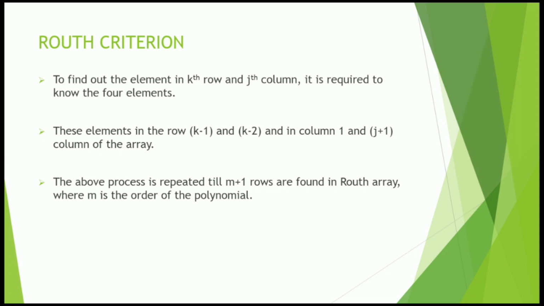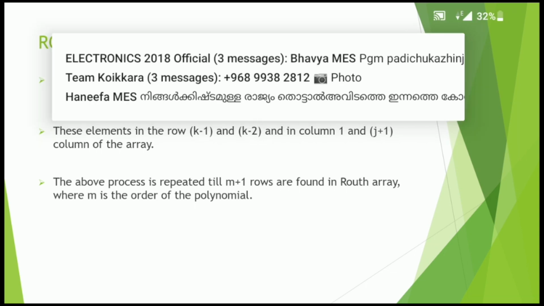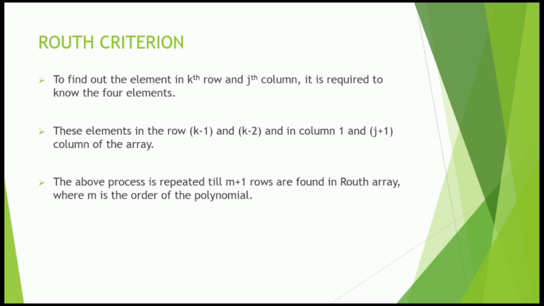These elements are in the row k minus 1 and k minus 2 and in column 1 and j plus 1 column of the array. The above process is repeated till m plus 1 rows are found in the root array, where m is the order of the polynomial.